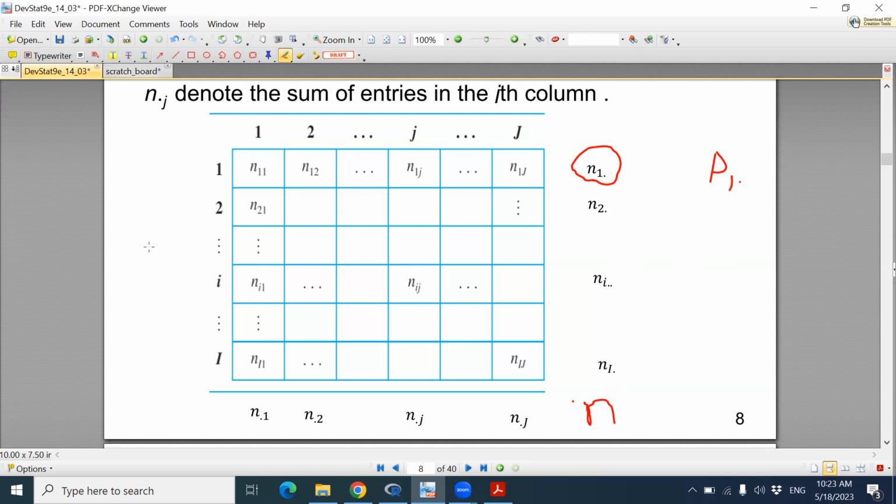Similarly, when we estimate the first column's probability, we use n dot 1 divided by n to estimate p dot 1. So that's using 1 degree of freedom. And similarly, when we calculate the estimated probability of an individual falling into the second column, that's also using the second column count divided by n. That's another one.